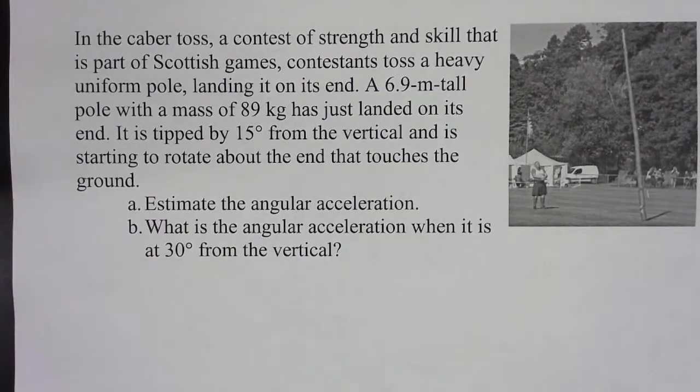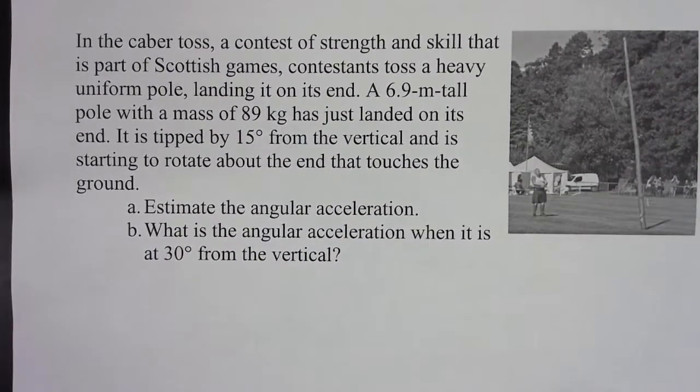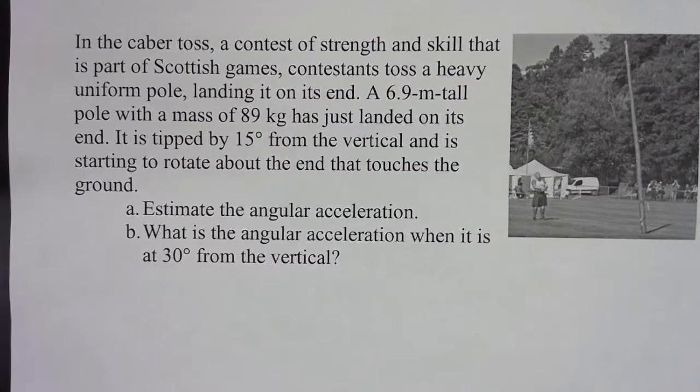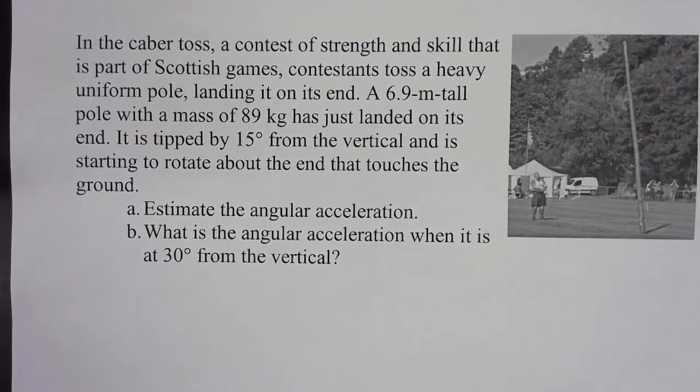Okay, another application of Newton's second law for rotation. In this case, we're going to analyze this contest called a caber toss, where Scottish guys grab a big pole, like a telephone pole, and flip it up into the air and get it to stand on its end. In this case, they flip one that's 6.9 meters tall, has a mass of 89 kilograms, and it's tipped about 15 degrees over from the vertical and is starting to rotate about the end that touches the ground.